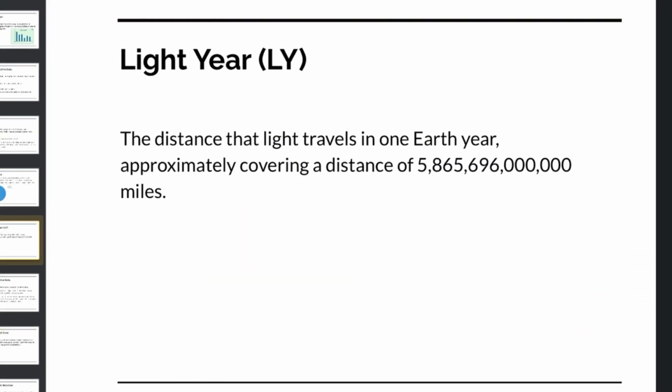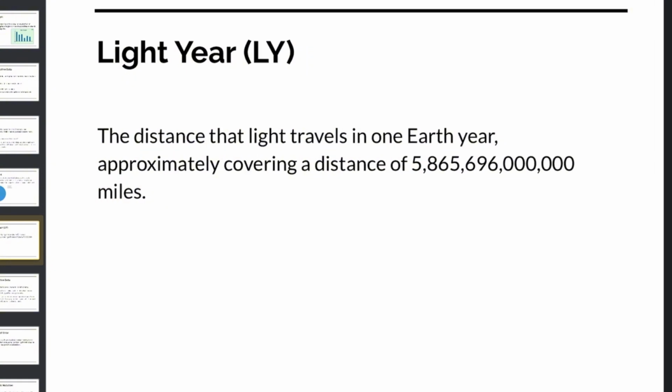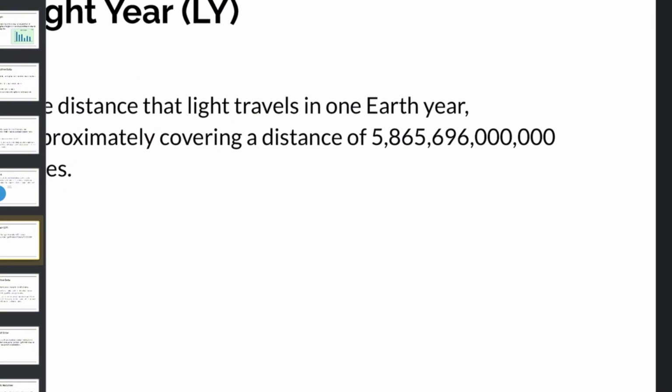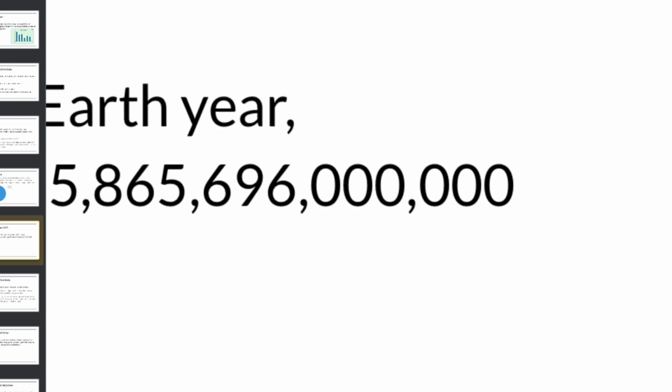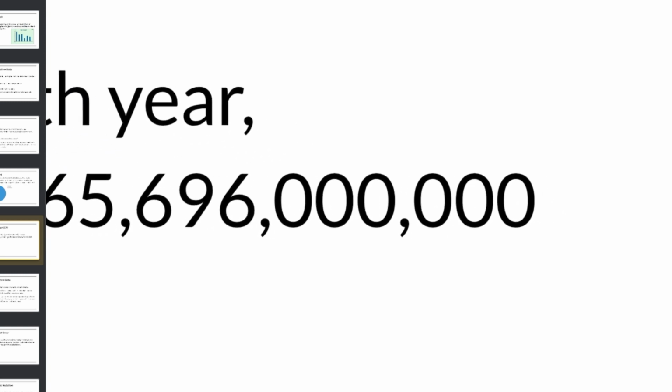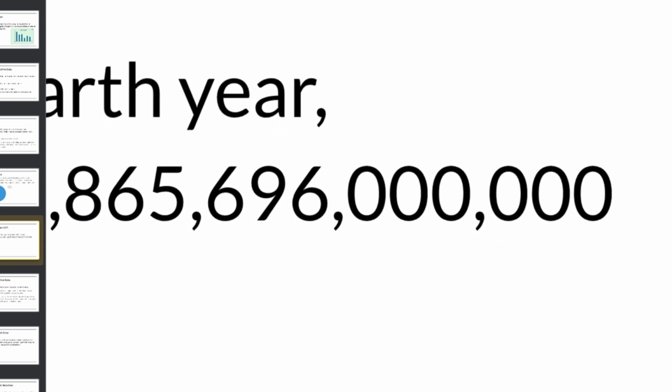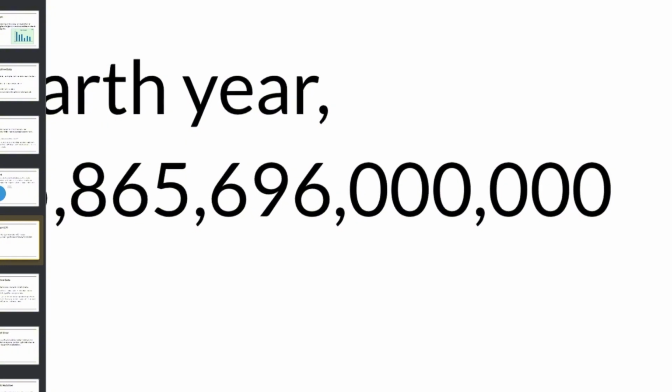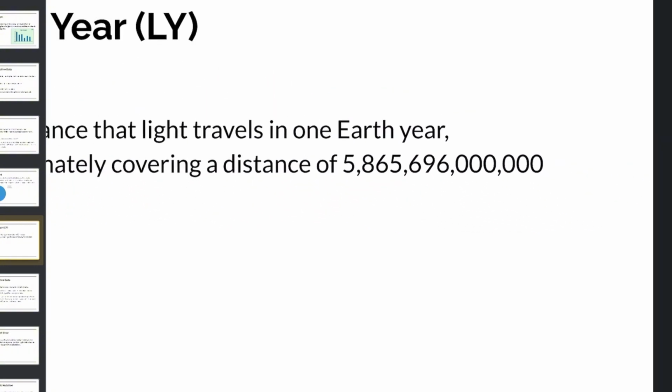Light year. What is a light year? The distance that light travels in one Earth year, approximately covering a distance of 5,800,000, that long number. Okay, that's billions, not millions. Sorry. This is billions, trillions.